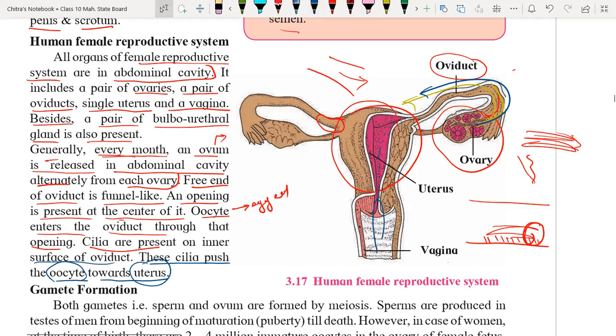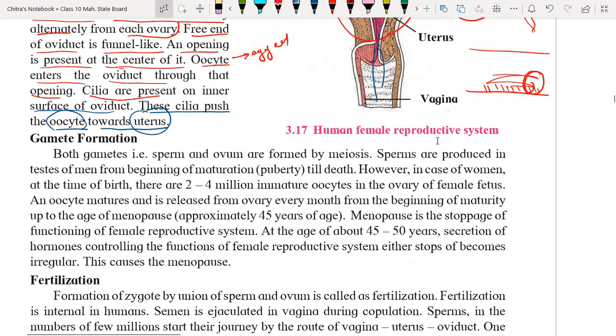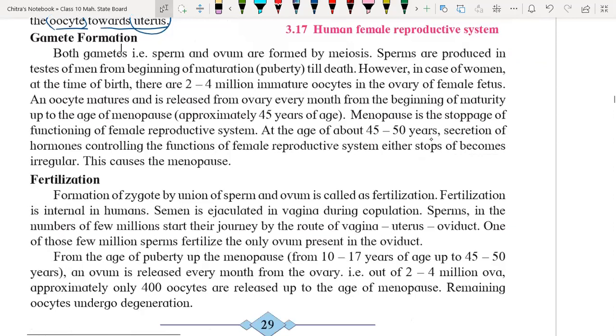Now we are going to understand gamete formation. Again, it is very important. Both gametes, sperm and ovum, are formed by meiosis only. Meiosis is the type of cell division where the number of chromosomes decreases to half. Sperm are produced in the testes of men from the beginning of maturation, at the age of puberty, up to the death of the male.